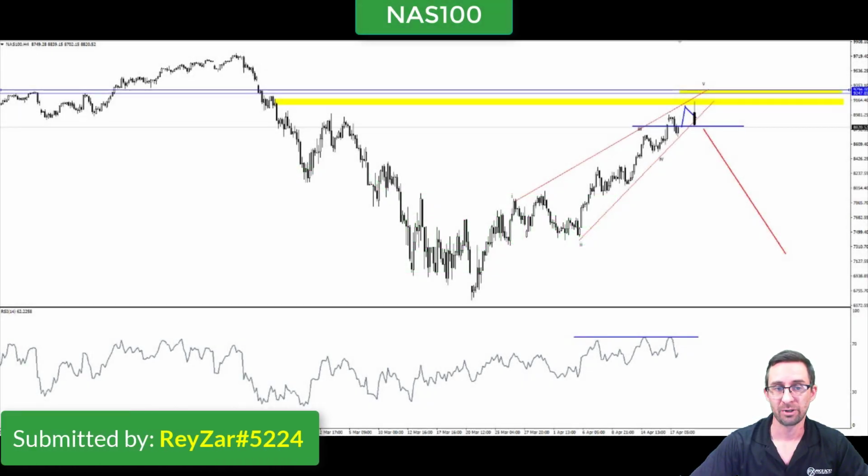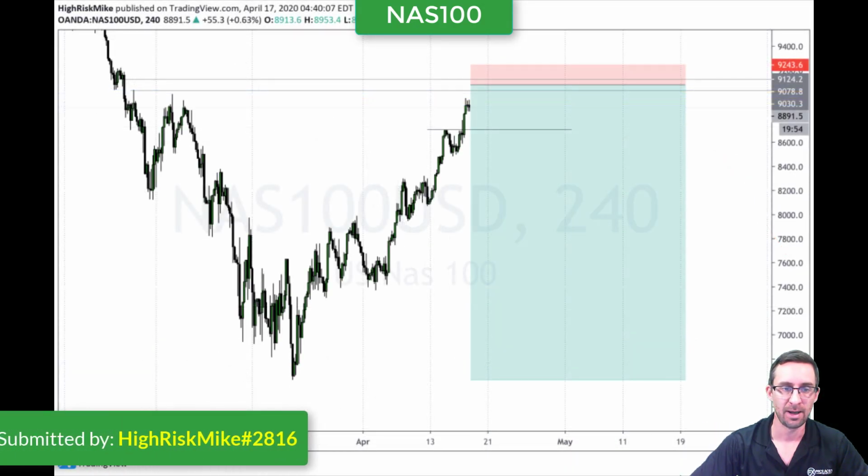So the first setup I'm going to look at is that of Nasdaq, and this is a setup that was shared by two members in our community, Razor, and also shared by High Risk Mike. It's a trade idea that I really like.